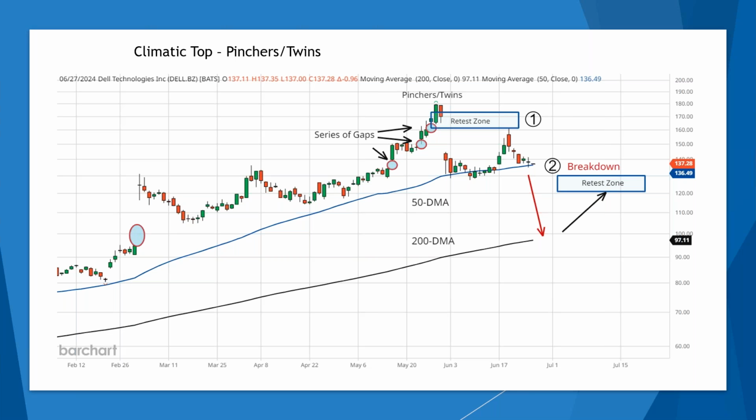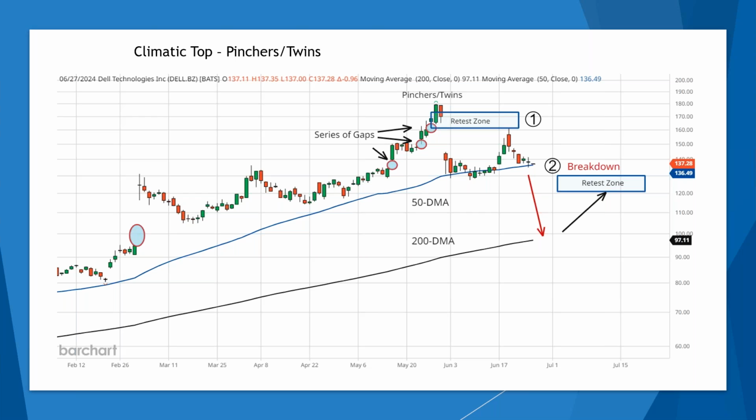Another pattern that we can look for is called a parabolic or climactic top. In particular, the ones that I like to look for are a candlestick pattern that I call pinchers or twins. There are a lot of different names you might hear for them, and you can kind of see them. What they have is very similar tops. And so what you want to do is, again, this is like our head and shoulders, maybe not optimal in timing entry, but that first clue that a major change is afoot.